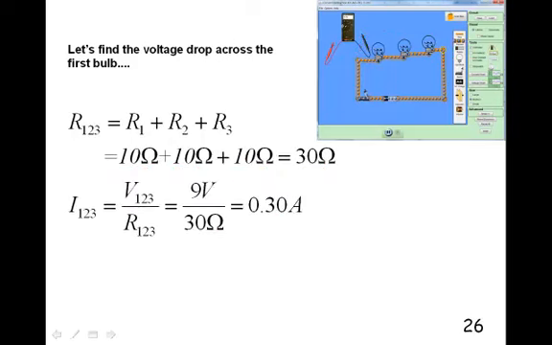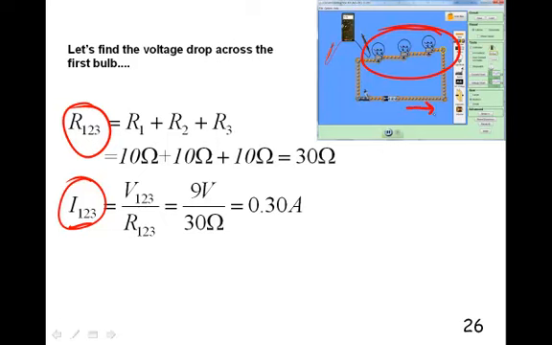Then I can find the total current, and this is what you'll do in every one of these problems. The first thing you do is reduce a complex circuit into a simple circuit with one equivalent resistance, and then you find the total current, which is the current being put out by the battery. That's voltage over resistance by Ohm's law: our battery was 9 volts divided by our total resistance of 30 ohms, so we get 0.3 amps. It should be coming out of this one.